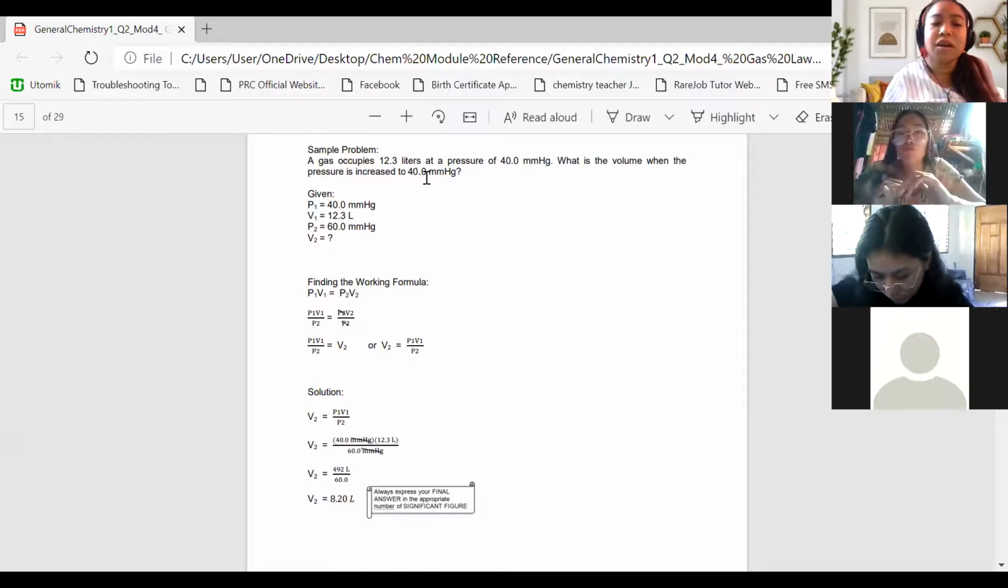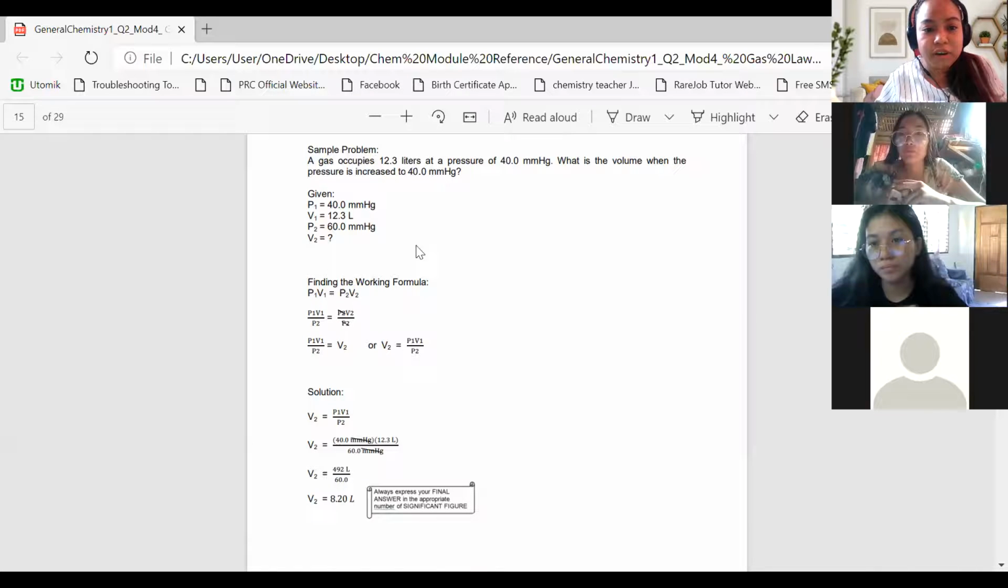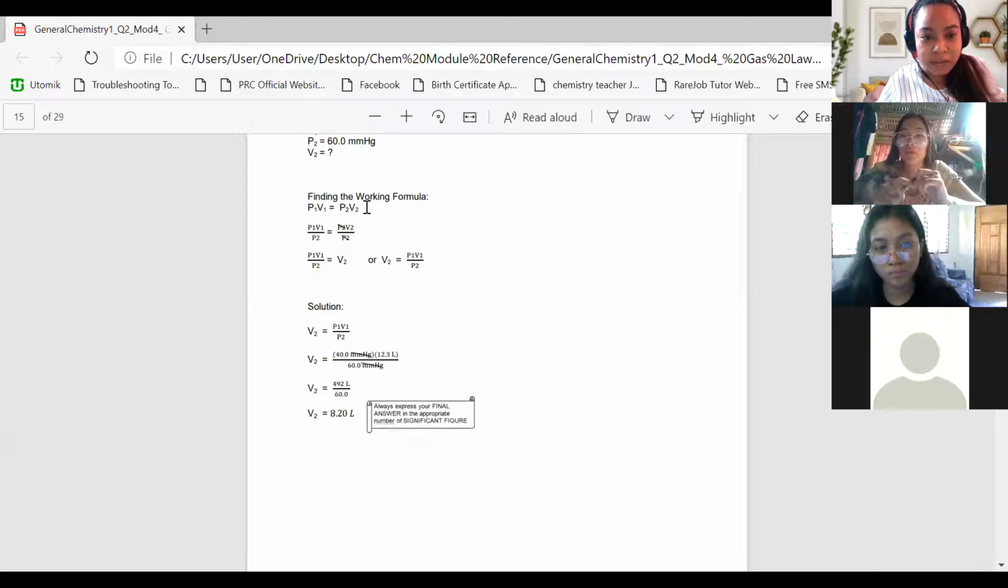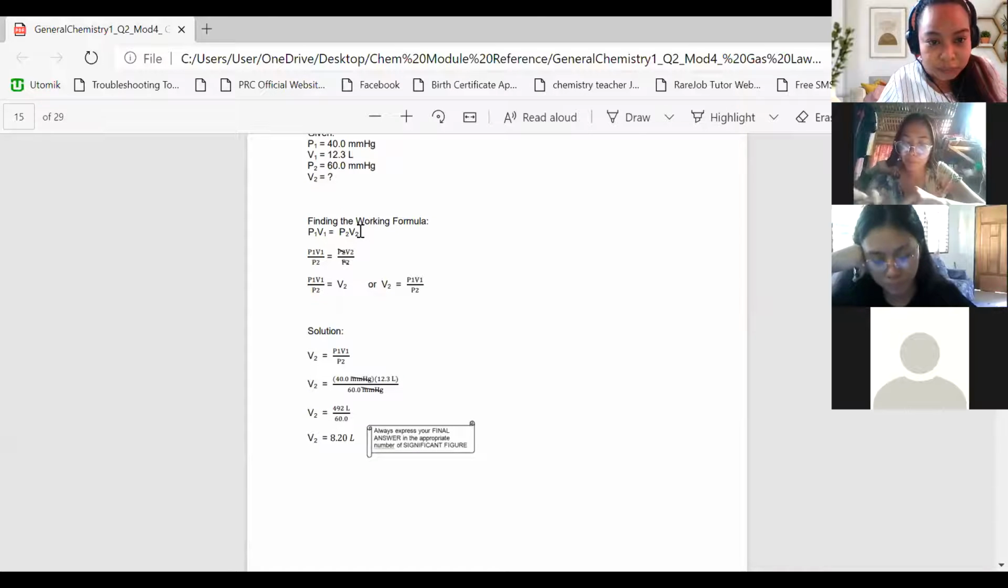So, first step is to identify the given so that we will know how to manipulate our formula. So our formula is P1 V1 is equal to P2 V2. Next. Atong pangitaon si V2. So dapat ang mabilin diri nga side si V2 lang. Unsaon nato pagbalhin ni P2 diri nga side? So para mabalhin si P2 diri nga side, both sides will be divided by P2.